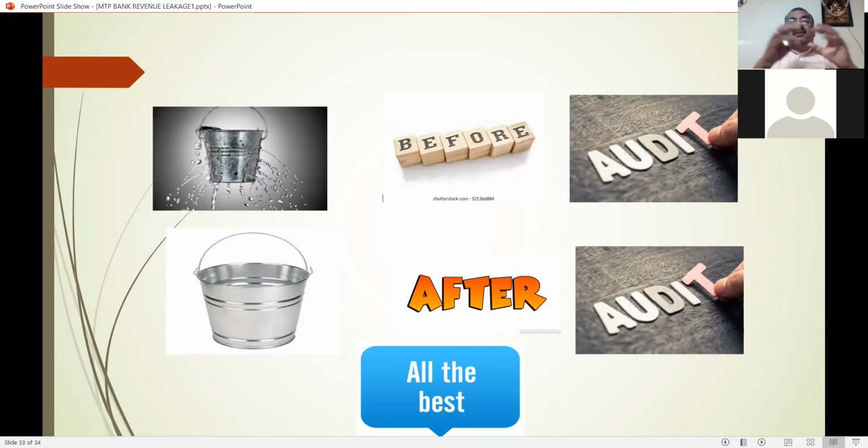So before the audit, the bucket has got a lot of holes. Now after the audit, the bucket is full and no holes are there. So this is what I want to say about the revenue audit, revenue leakage.